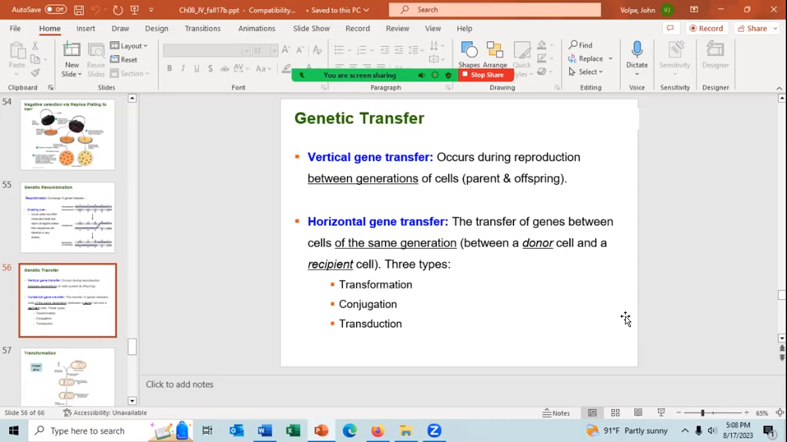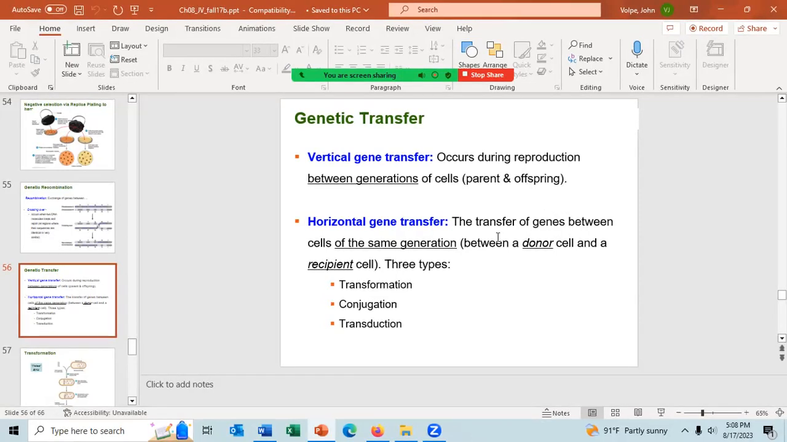Let's talk about genetic transfer. Vertical gene transfer occurs during reproduction. So between generations of cells, the parent cell will give its genes to its daughter cells. When we're talking about reproduction of humans, two parents will give their genes to one offspring. And that's vertical gene transfer.